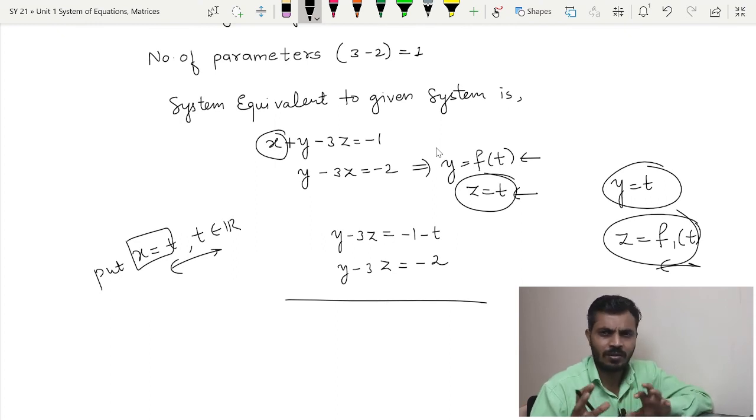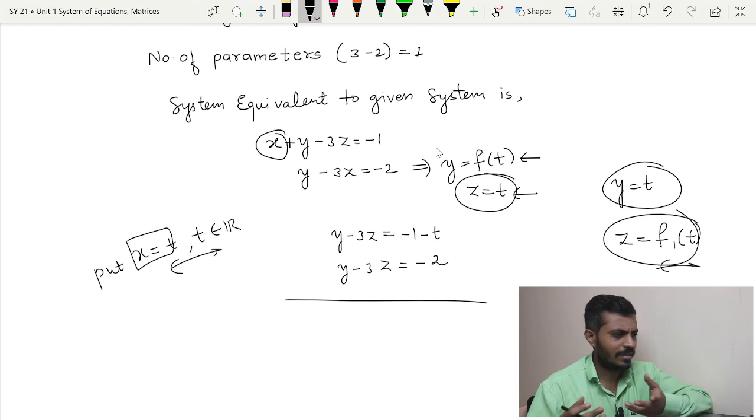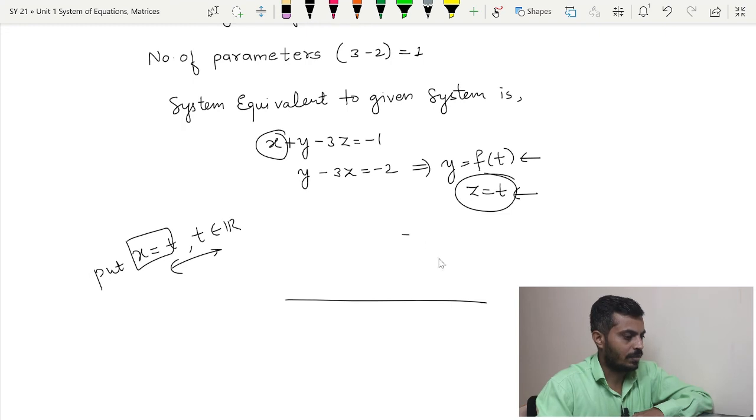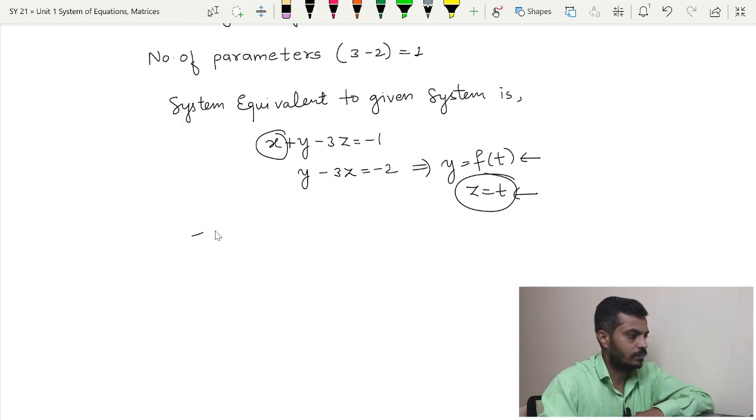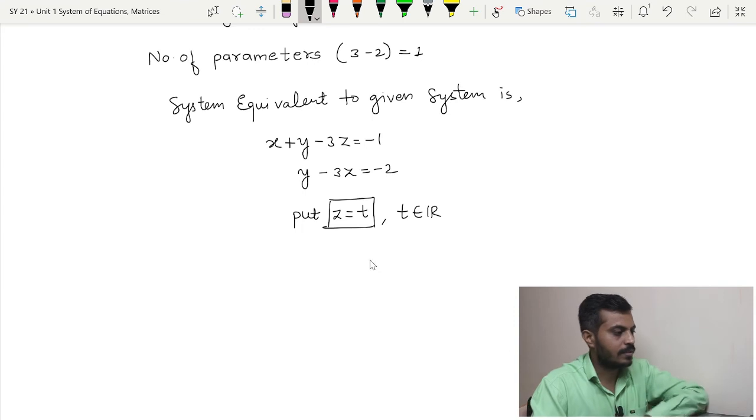So this is the way to decide for which variable we have to use the parameter. You can use it for y or z, any one, that is your choice, but we go for the simplified one. So over here I will use the parameter for z. z is equal to t, where t is a real number. So we got the value of z in terms of the parameter directly, that is t.